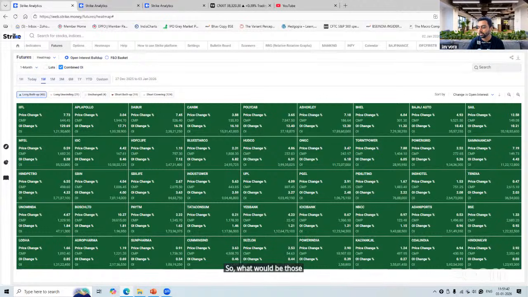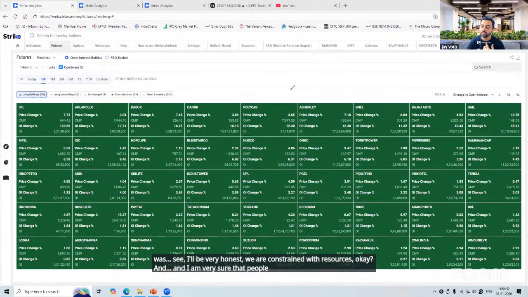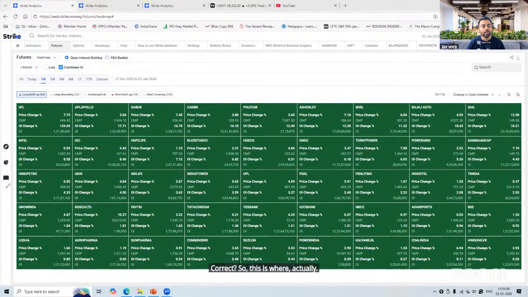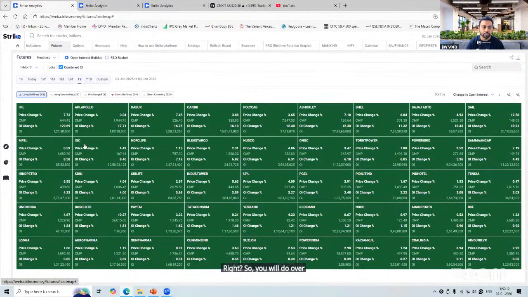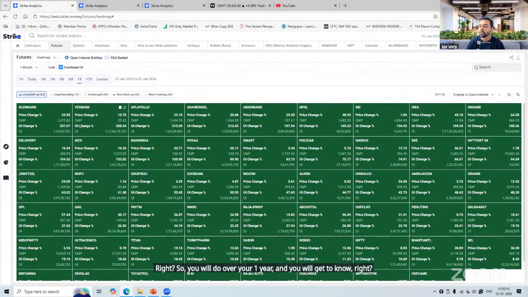Because actually, see, why I had built this one was, I'll be very honest, we are constrained with resources. And I am very sure that people would ask where open interest is high or where it is low. Naturally people are going to ask, correct? So this is where the timelines can help you to find it, right? Because see, if you want to find where is the highest open interest in 1 year, you will do over 1 year, and you will get to know, right? So I mean, this is in a way a scanner only, correct?